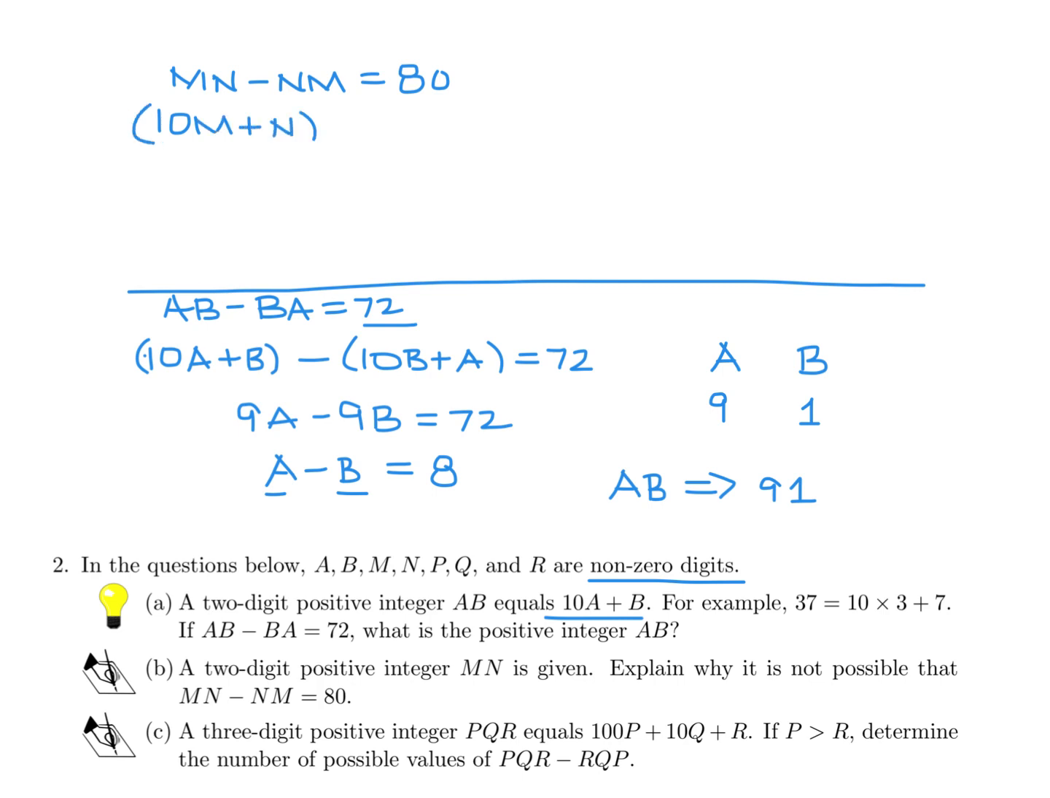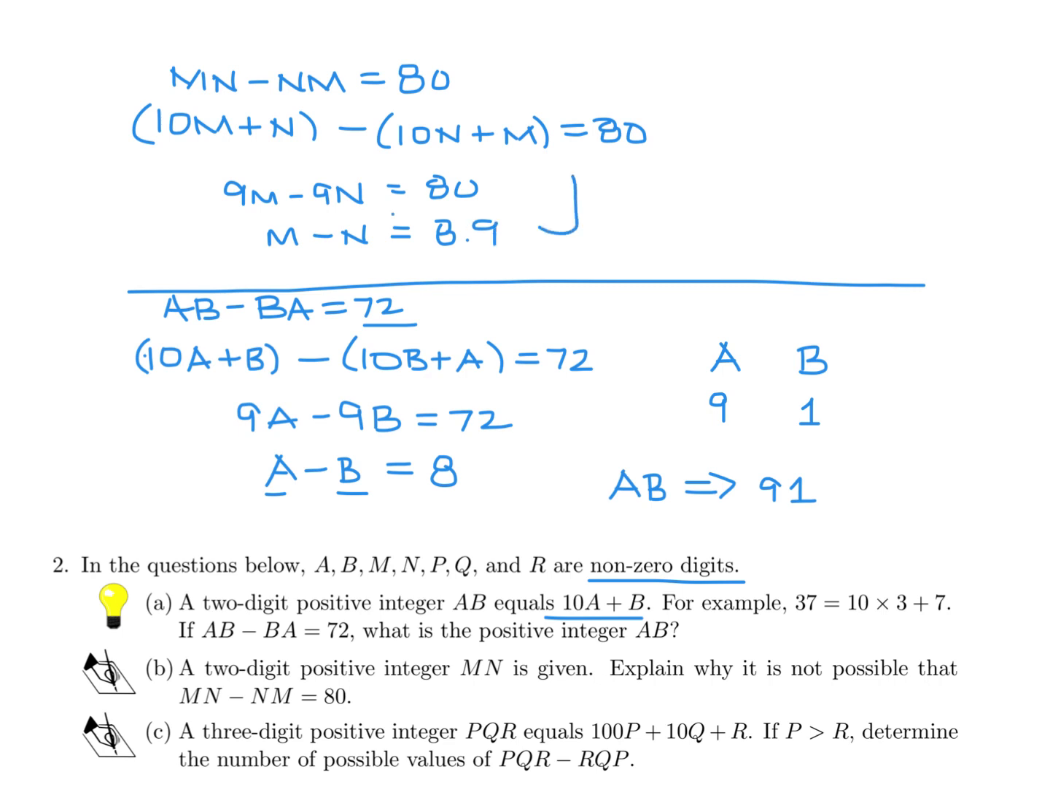Okay, so same thing, 10m plus n, and then we have minus 10n plus m is 80. And then this math brings you down to 9m minus 9n is 80. And then when you divide through by 9, you get m minus n is 80 over 9, which is a decimal. It's like 8.9 or something approximately.